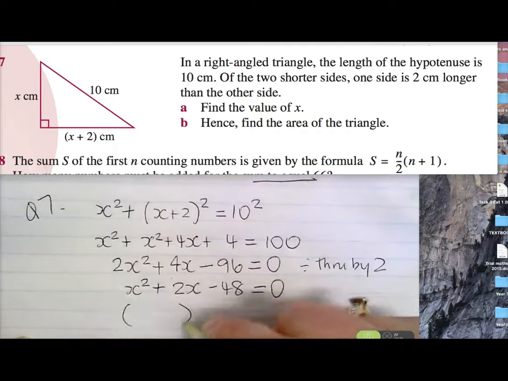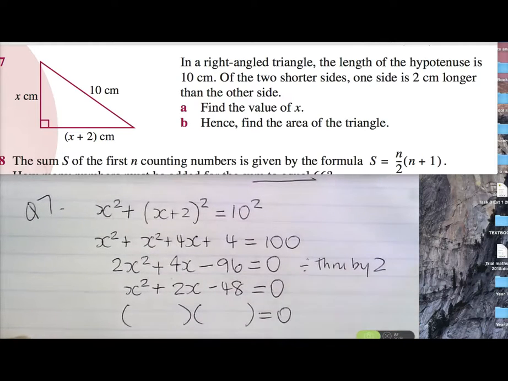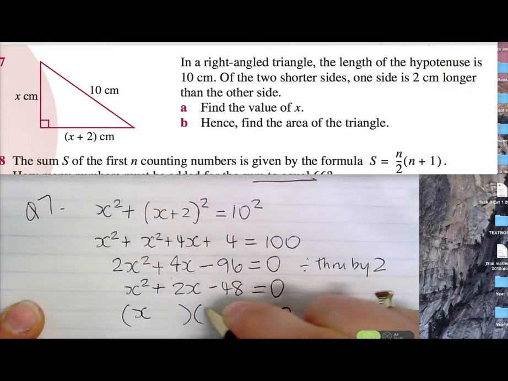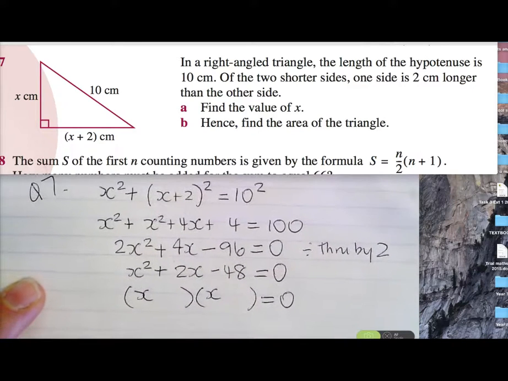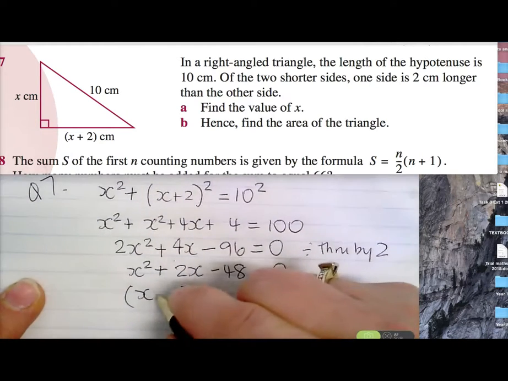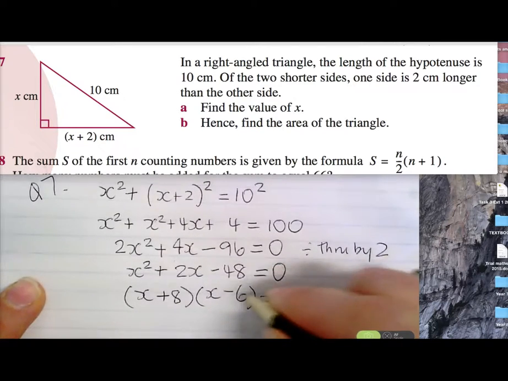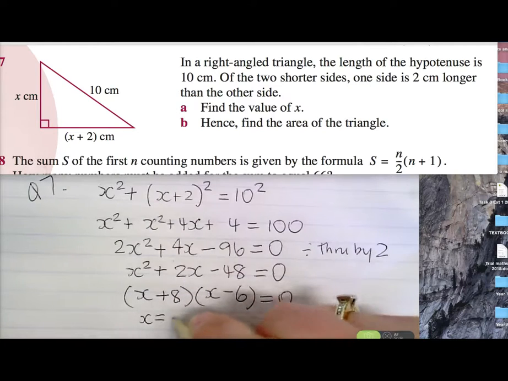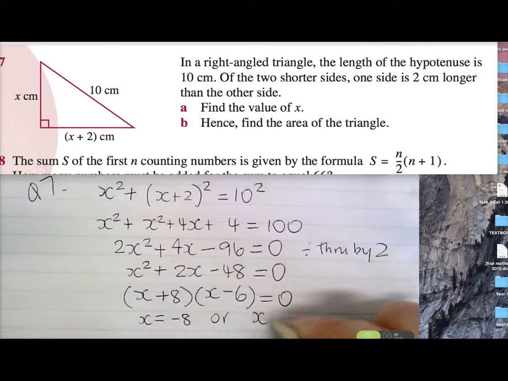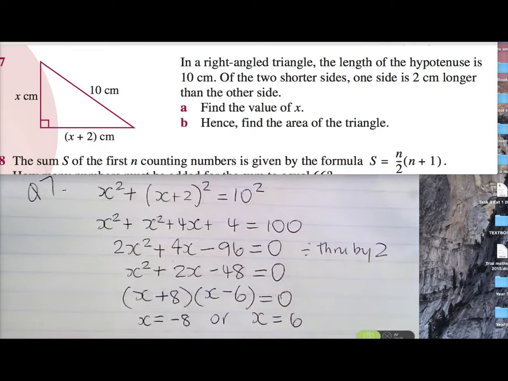Now factors of 48 with a difference of 2. 6 and 8 are factors of 48. More pluses or minuses? You need more pluses. Plus 8. I need you to listen, girls. So x is what? Negative 8 or x is 6.